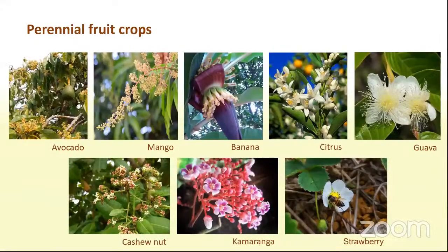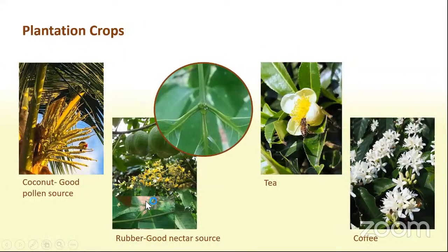These are the perennial fruit crops that we can find in the country: avocado, mango, banana, citrus, guava, cashew nut, carambola, and strawberry. And the plantation crops, like I said earlier, coconut, and rubber, which is a very good nectar source. I think you also have the same experience with tea. Tea is also a very good bee plant, because I have established an apiary right in the center of a tea land. I will show you some images. In our country, it's not recognized as a bee plant.